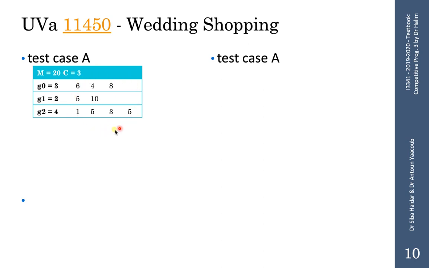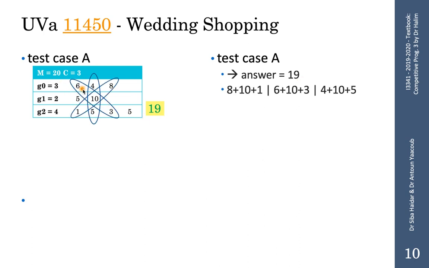We can now note that the prices are not given in any sorted order, and they may be repeated among models and among garments. So for this test case A, what is the maximum amount I can spend given $20? I can spend $19. How can I spend them? I can either buy the model in garment 0 that costs 6 with the model that costs 10 in garment 1, and in the last garment I buy the model that costs 3. 6 plus 10 plus 3 equal 19, or 4 plus 10 plus 5, or lastly 8 plus 10 plus 1. But the important thing is that all these optimal solutions give me one optimal maximum value, which is 19.